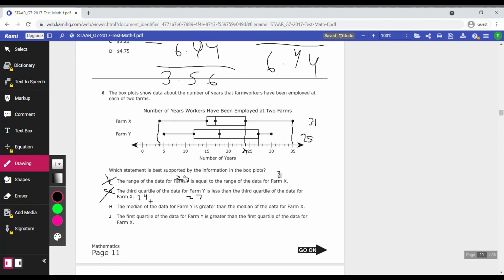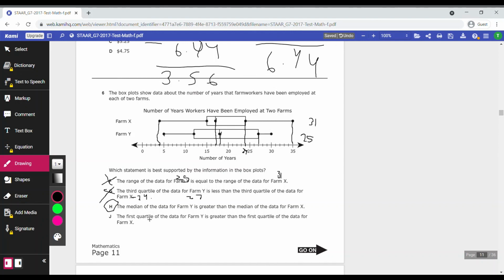This is supposed to go next to farm X, and this is farm Y. The median of the data for farm Y is greater than the median of the data for farm X. We know the median is at the middle point right here. The median of farm X is about 17, and for farm Y it's just one greater, so it's 17 and 18. So farm Y is indeed greater than farm X, since 18 is greater than 17.